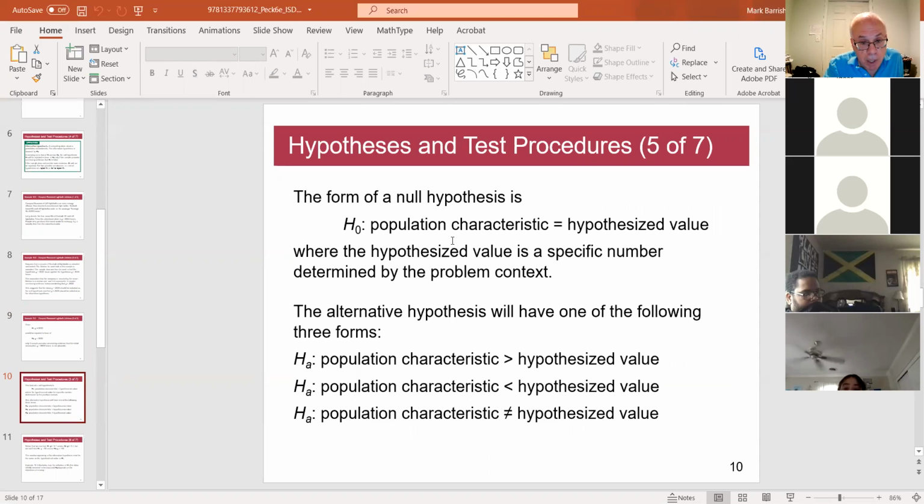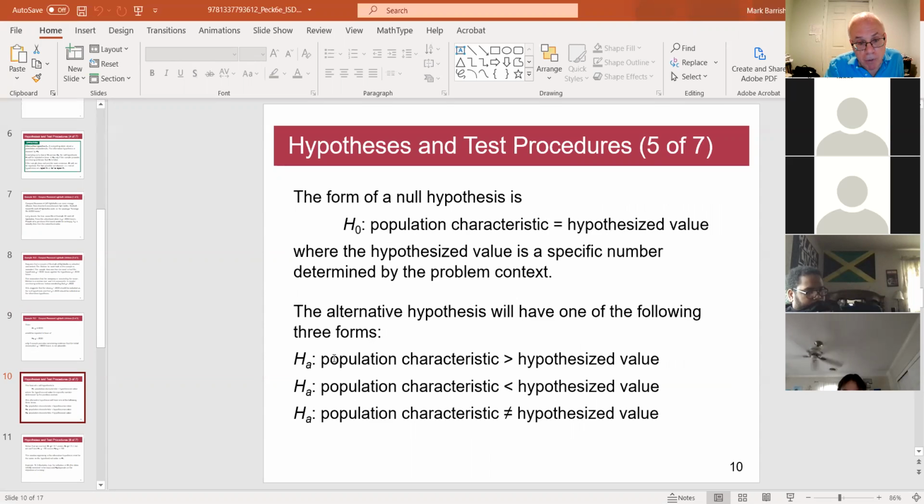The hypothesized value is going to be a specific number. So we have to use the population symbol. If it's a mean, we use mu. If it's a proportion, we use p. And we're going to have an equal sign for the null hypothesis and some value. The alternative hypothesis has to have that same value. The values have to match. So the number after the equal sign in the null hypothesis and the number in the alternative hypothesis have to match.